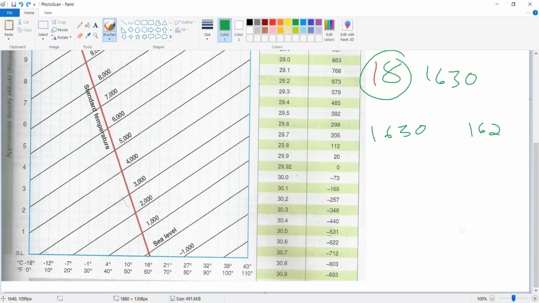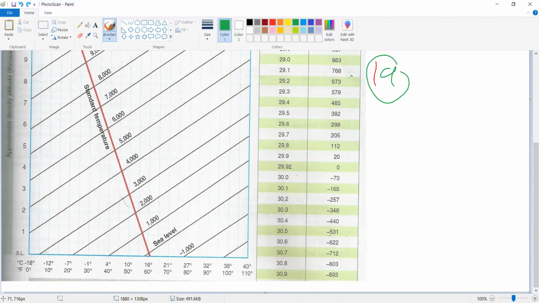All right, next problem is 19. Determine the density altitude of these conditions. The altimeter, determine the density altitude. So we're trying to figure out one of these numbers, all right? So 29.25. 29.25 is not given, but we can find it by adding and finding the mean. So we have 673, 579. So that leaves us with 1292, right?